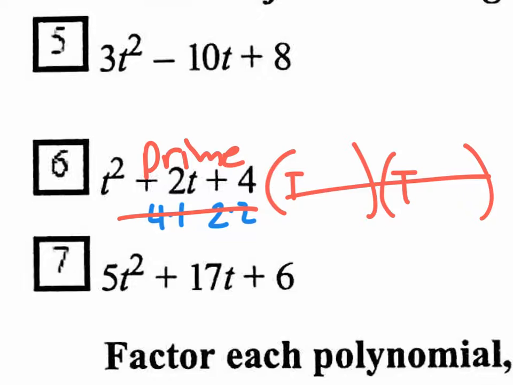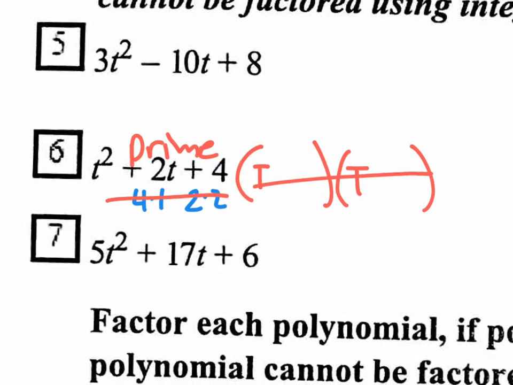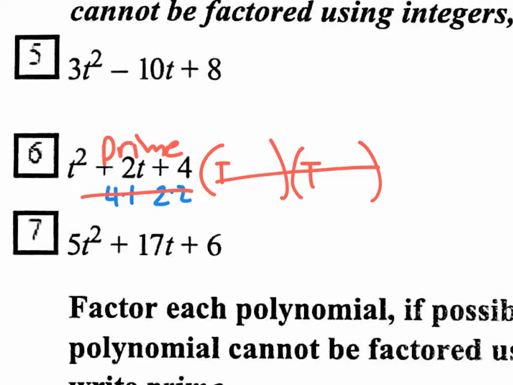Now, numbers 5 and 7, those are a little bit more challenging. Why? Because they have an a value that is not 1. So let's do number 5, for example. The a value is not 1, so we need to go through that multi-step process. Step 1 is to multiply a times c. And a times c, 3 times 8 is 24.